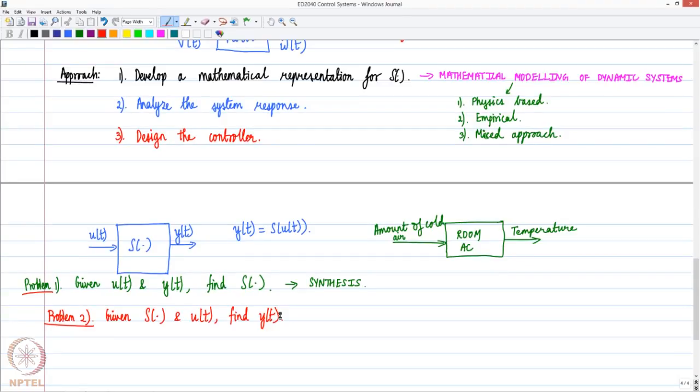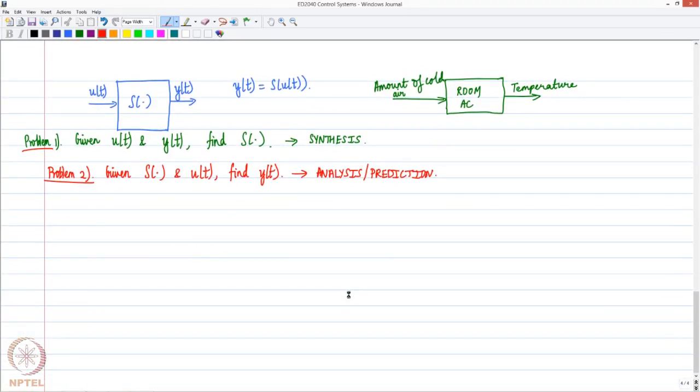Without even purchasing them, I can use the model which I have developed to figure out how temperature would vary and settle down to a desired value by doing this analysis, once I have the mathematical model for this particular process of air conditioning. The advantage is that I can predict the temperature variation without the requirement of buying the air conditioner, installing it and testing it, so that I can make a well-informed choice as far as which AC to buy. This problem is what is called the analysis problem or the prediction problem.